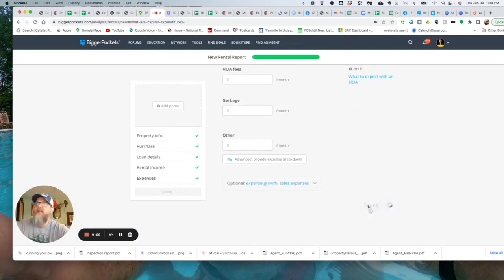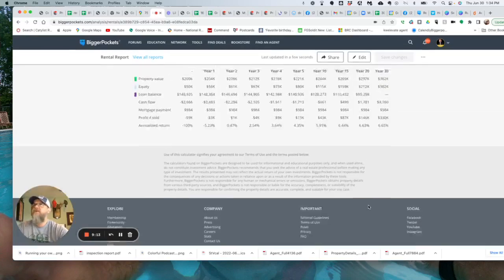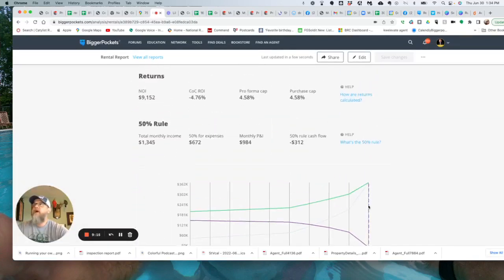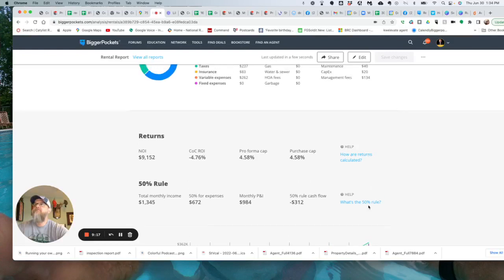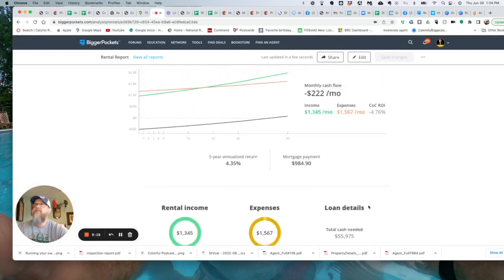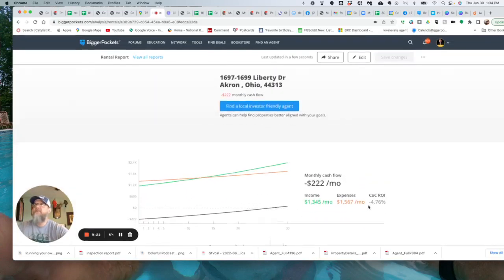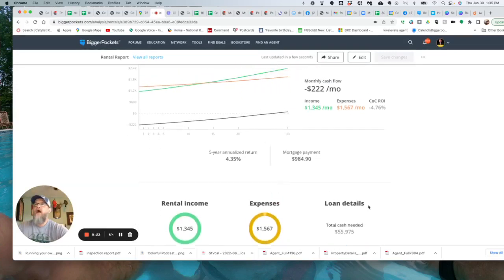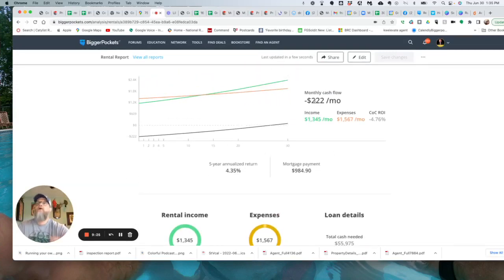We're finishing the analysis up, and then it's going to spit out a report to us showing us what that property looks like as far as your returns. And that can all be adjusted based on the information that you put in. But you see here, without really diving into that property, it shows a negative 222 cash flow per month. You'd know immediately, hey, this is not a property that would work for me.